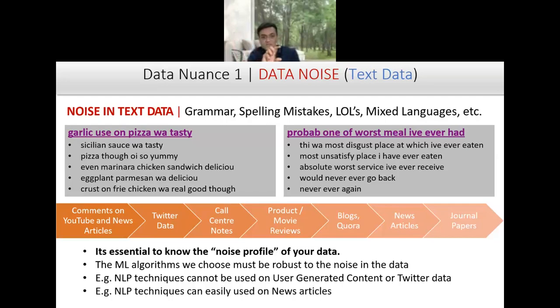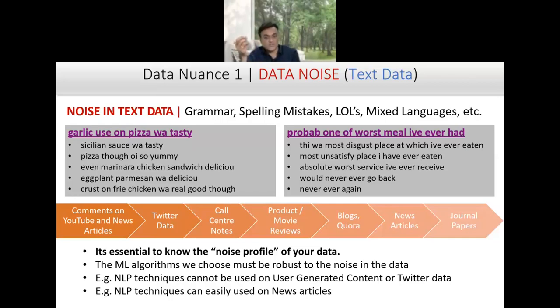And that is why I have shown a particular image of different types of data sources in the orange bar in the middle of the slide. Comments on YouTube and news articles are always heavily mixed up with noise data. People do not write much because Twitter has a limitation of some 160 or 180 characters, and that is why it is not possible to write everything. So people shorten words and maybe omit some characters, but they write something.